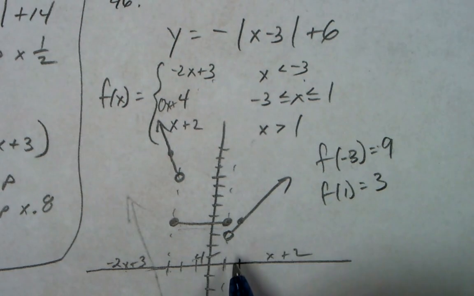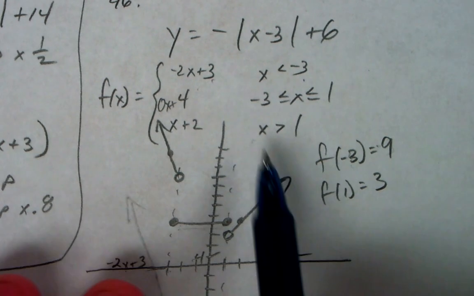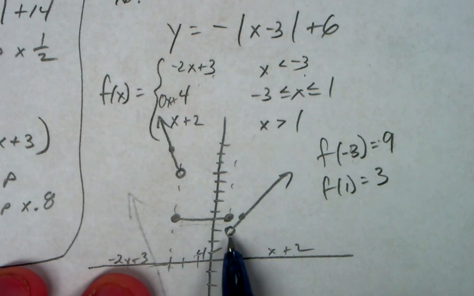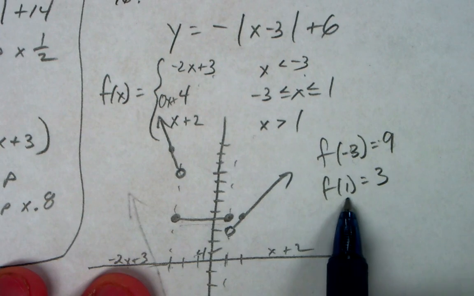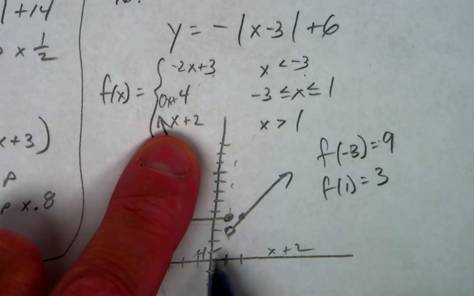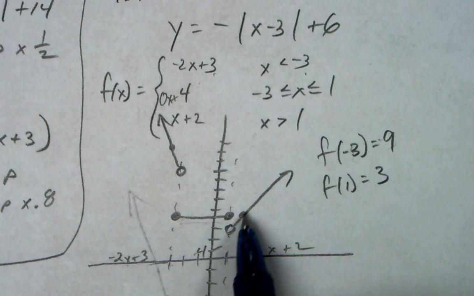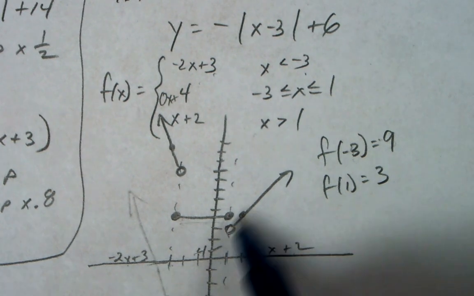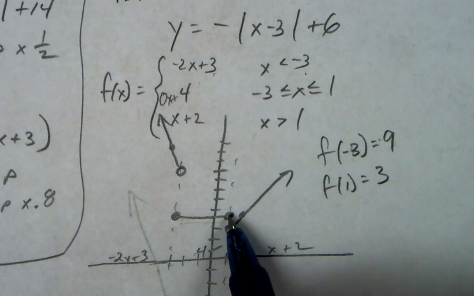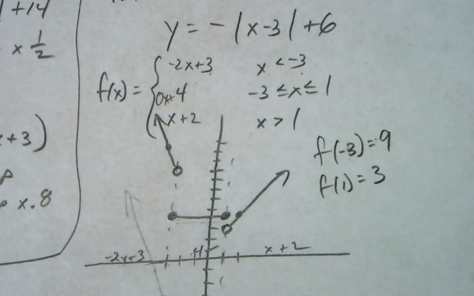And then 1, 3. Well, okay. To know where it starts here, I plugged in 1. And I found out it would have been 3 high. Open circle, because that's where it terminates. And then from there, it's going to have a slope of 1, so up 1 over 1, up 1 over 1, up 1 over 1.